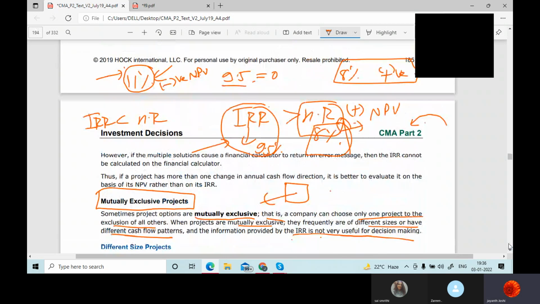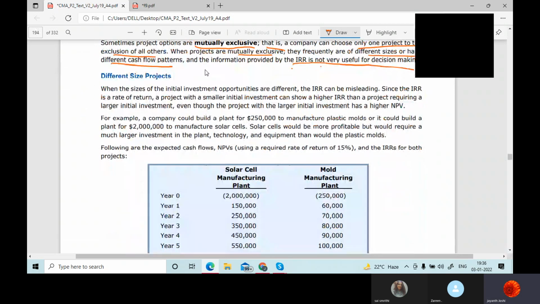Different size projects are those where the sizes of the initial investment opportunities are different. You can see here the project we have taken is a solar cell manufacturing plant. The investment done is 20 lakhs. Here it is a mold manufacturing plant. The investment done is 2,50,000. You can check the difference very clearly. It's a very big project and a very small project.